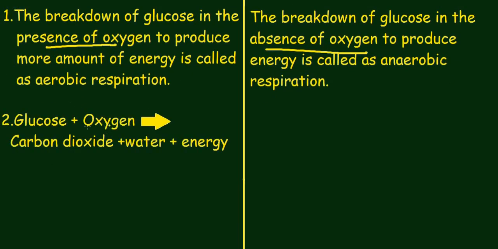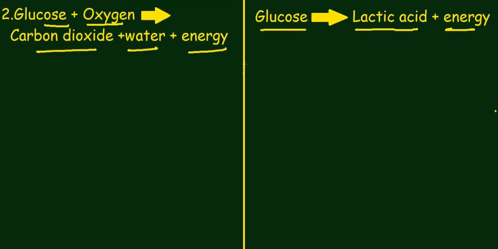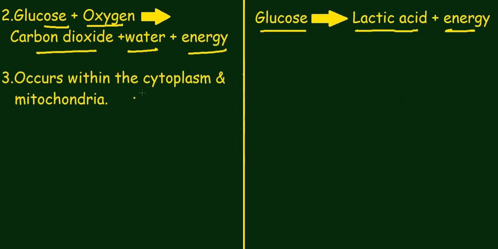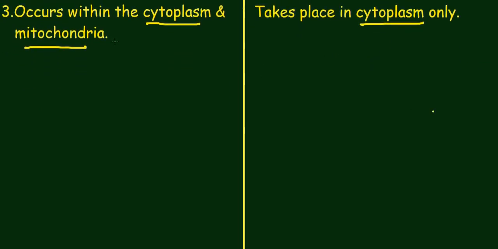The chemical equation for aerobic respiration is glucose plus oxygen gives carbon dioxide, water and energy. And for anaerobic respiration, glucose gives lactic acid plus energy. Now let's move on to the third point. Aerobic respiration occurs within the cytoplasm and the mitochondria. And anaerobic respiration takes place in the cytoplasm only. Now let's move on to the next point.